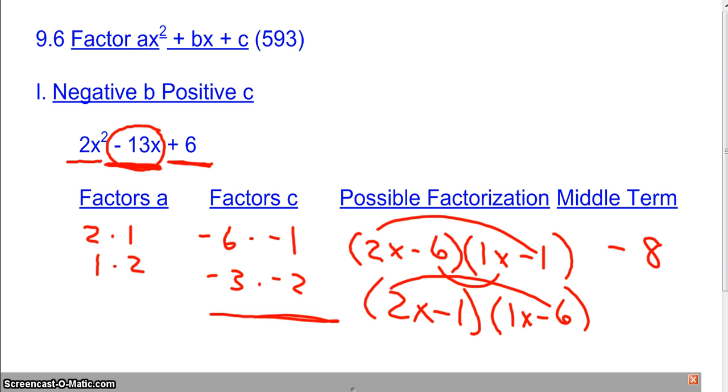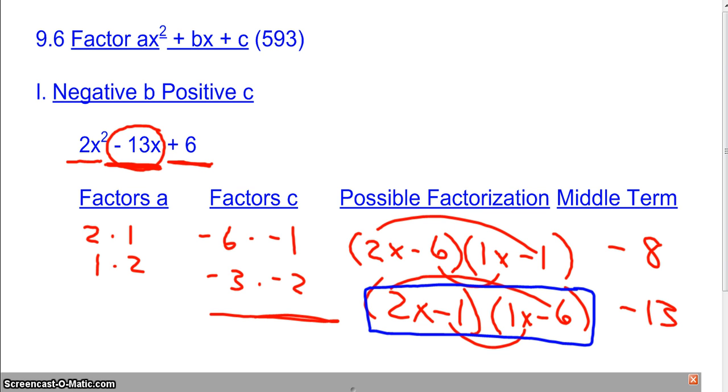And let's look at the outside, inside. What do we have now, Cameron? Negative 13x. Negative 12 and negative 1 is negative 13, yay. We have the factors we need. So there's your answer to factoring. But not really solutions. We haven't solved anything. Okay, so 2x minus 1 and 1x minus 6.